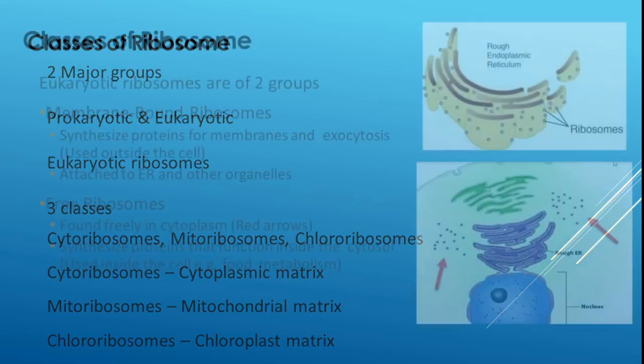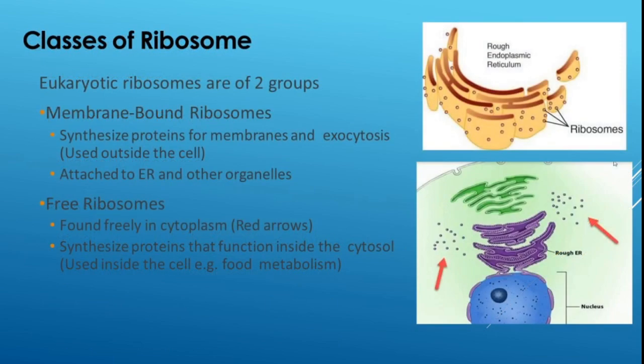Eukaryotic ribosomes are of two groups: freely dispersed ribosomes and attached ribosomes. Freely dispersed ribosomes are randomly distributed in the cytoplasm, whereas attached ones remain attached to the rough endoplasmic reticulum, mitochondrial membrane and nuclear envelope.